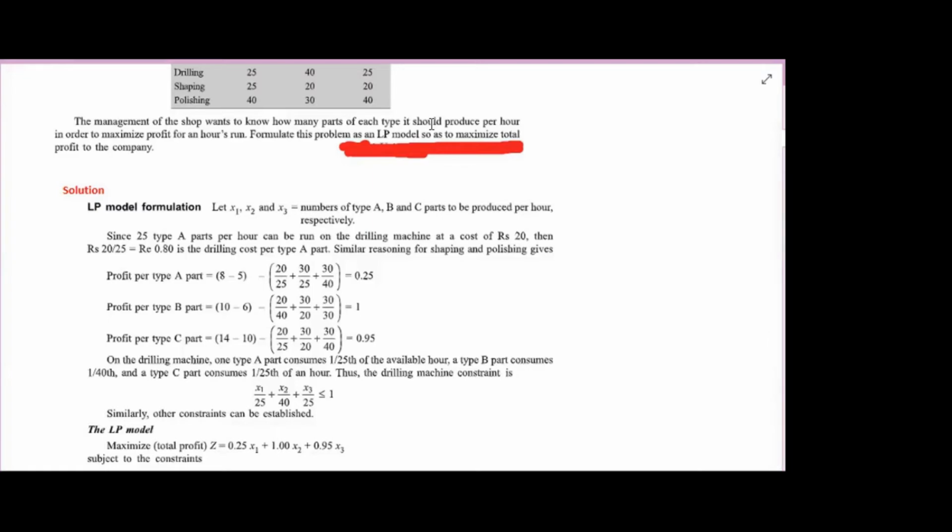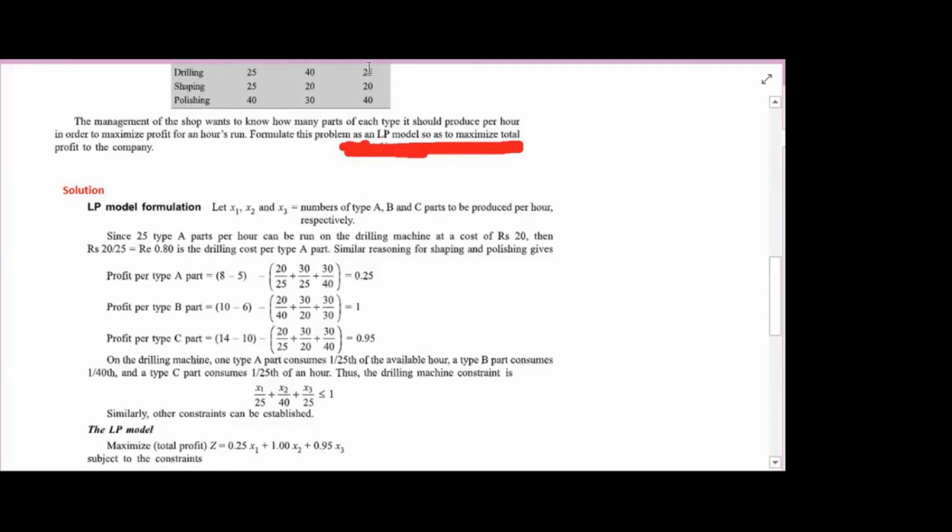What are the limitations on constraints? We have 1 hour of each type of machine, right? So on the drilling machine, one type A part consumes 1/25 of the available hour, right? A type B part consumes 1/40 of the available hours, and type C parts consume 1/25th of an hour. Thus, the drilling machine constraint is x1 upon 25 plus x2 upon 40 plus x3 upon 25.